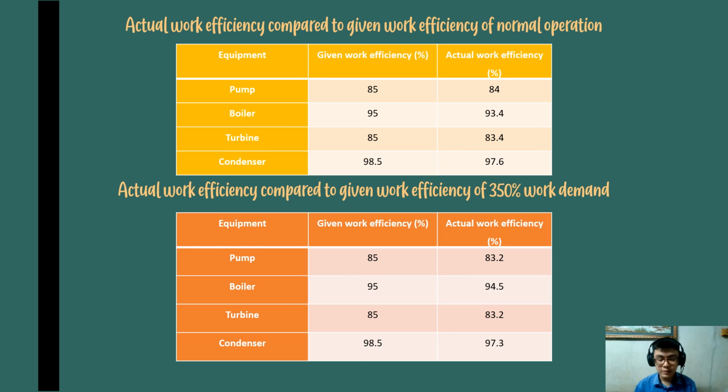Moving on to the next condition, which is 350% of work demand. As we can see from the table below, the actual work efficiency for the pump is 83.2%, for the boiler is 94.5%, the turbine is 83.2%, and lastly, for the condenser, it is 97.3%. So as we can sum up between both of the tables, the actual work efficiency for each equipment for normal operation is nearer to the given work value. This is because the increase of work demand stresses out each of the equipment, which leads to lower work efficiencies.